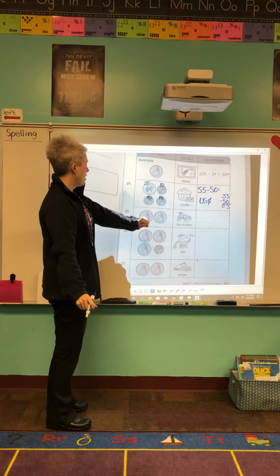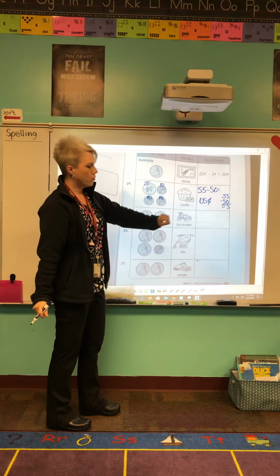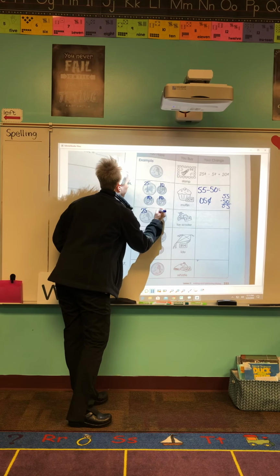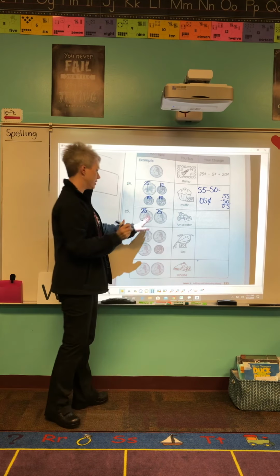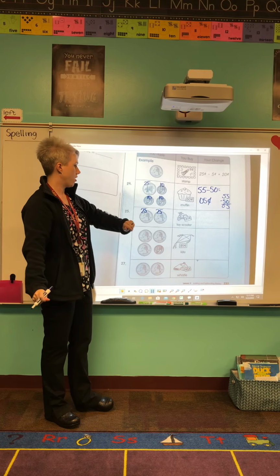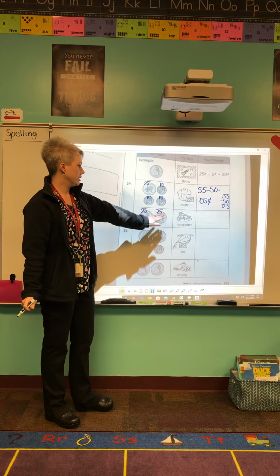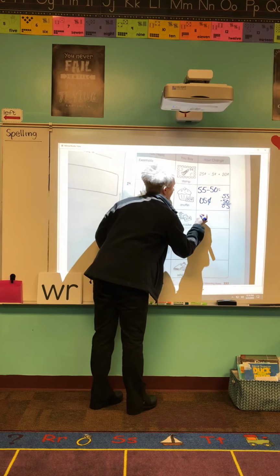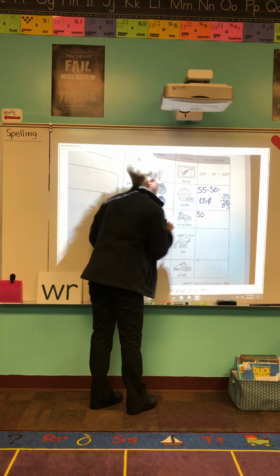All right, one more, then I'm going to turn you loose, let you do this all by yourself. We have a quarter and a quarter, and we know that a quarter is worth 25 cents. So how much money did we go into the store with all together? 25 plus 25 is 50. Good job. So we have 50 cents.